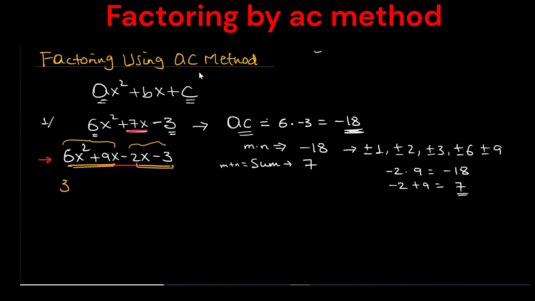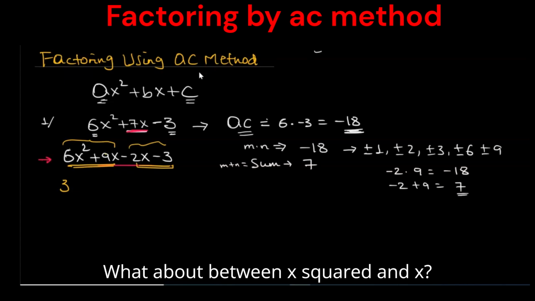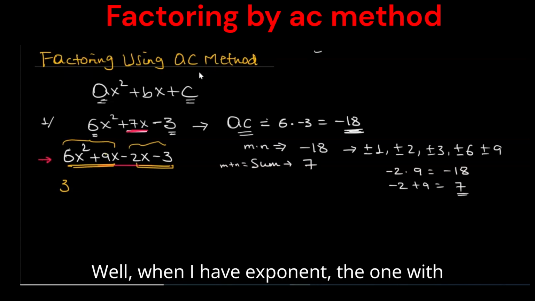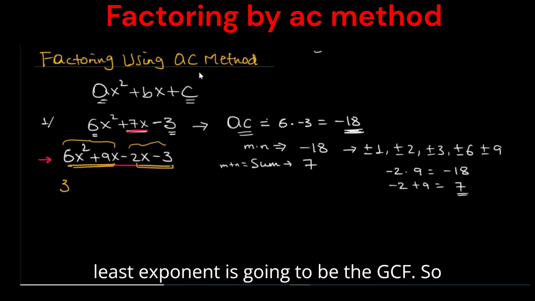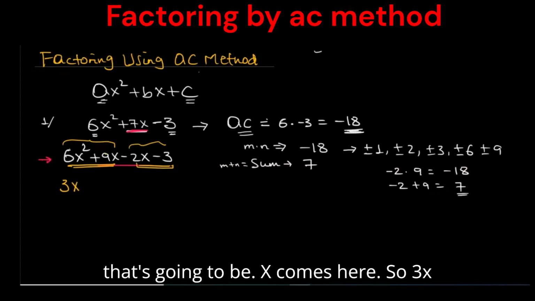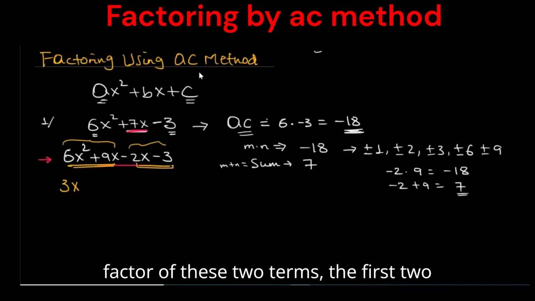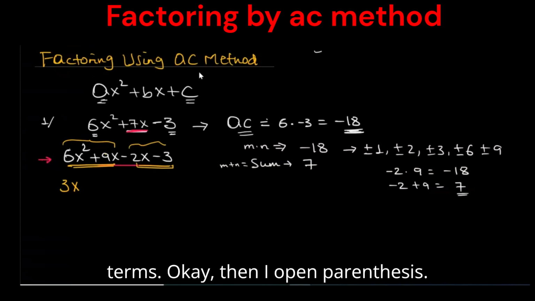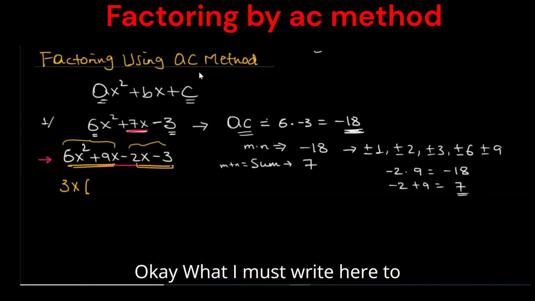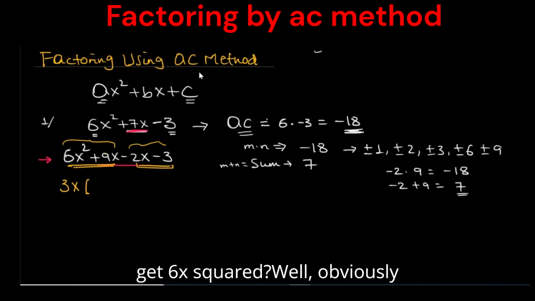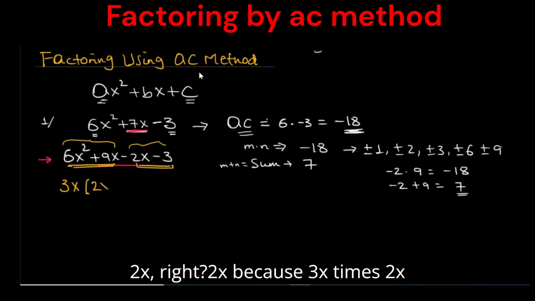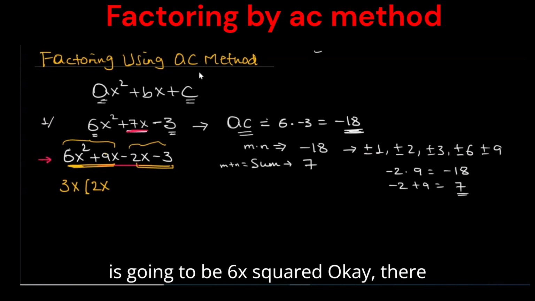But this is 3. What about between x squared and x? When I have exponents, the one with the least exponent is going to be the GCF. So that's going to be x. So 3x is the greatest common factor of the first two terms, okay? Then I open parentheses. What must I write here to get 6x squared? Well, obviously 2x, because 3x times 2x is 6x squared.